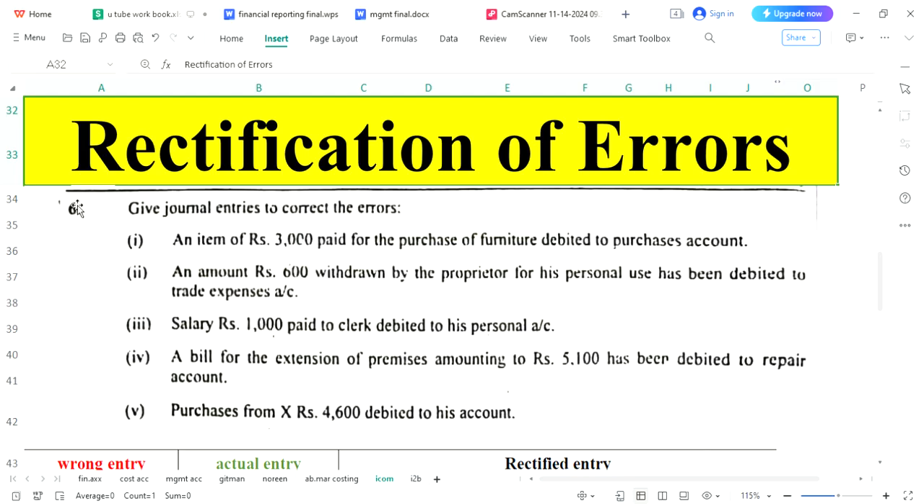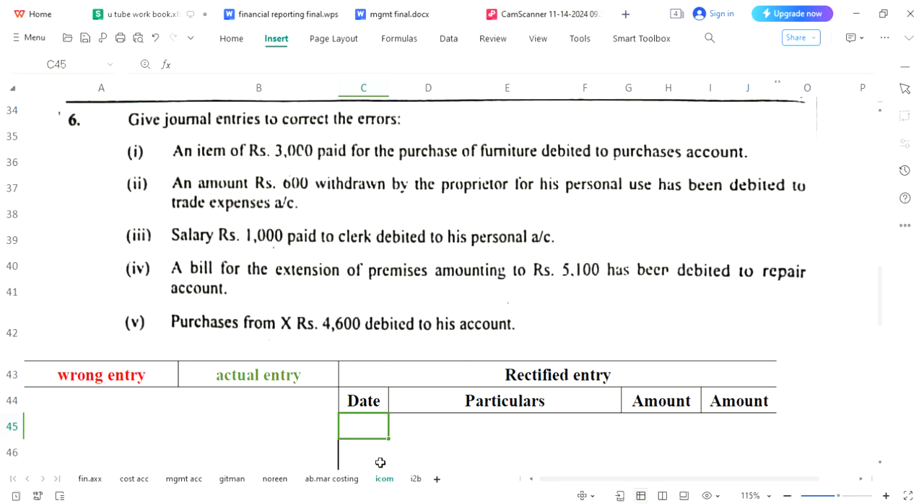Today's target is to solve question number 6. The chapter we are dealing with is rectification of errors, and we have been given these 5 entries. Now we are ready to start our question. One by one, all entries will be solved. Let's see what the first entry is saying to us.